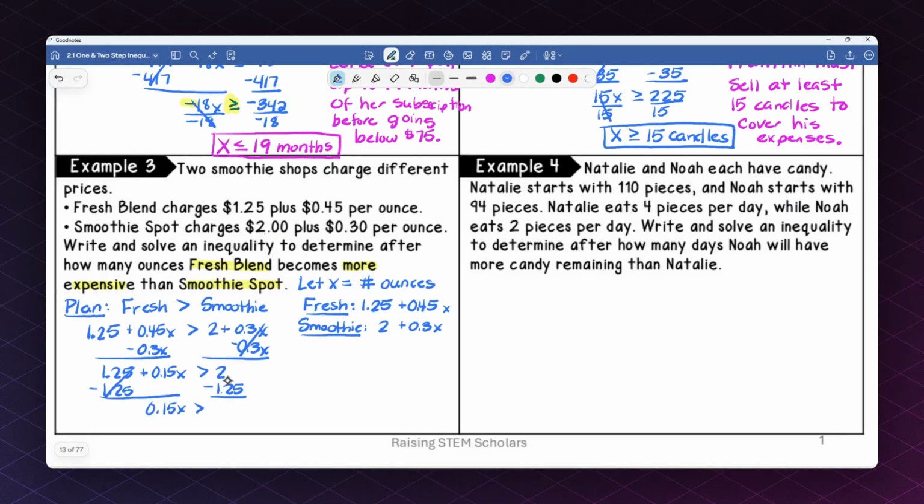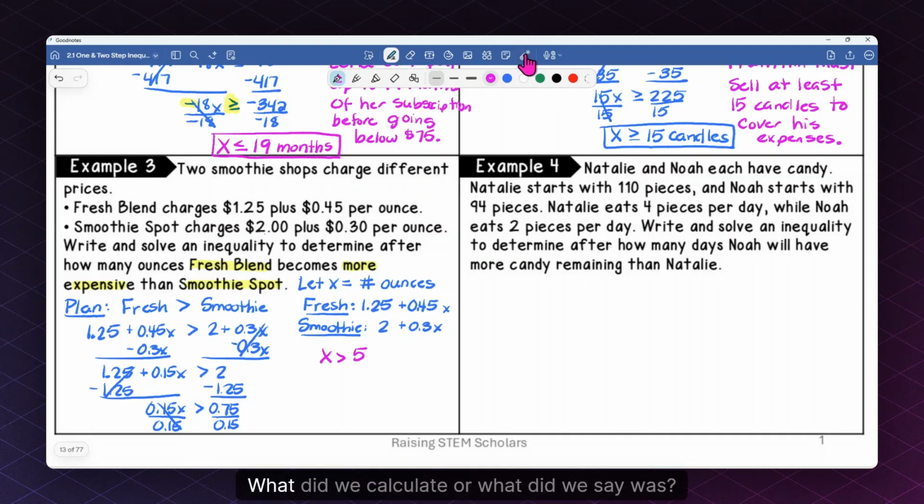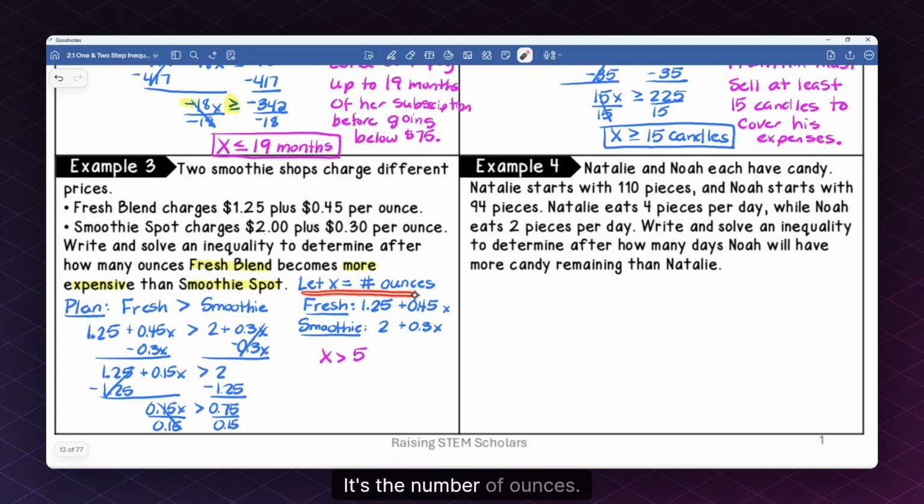0.15x is greater than 2 minus 1.25, which is going to give me 0.75. And now I can divide by 0.15, and that cancels. And then we get x is greater than 5. 5 what? Look back up here. What did we say it was? It's the number of ounces. How many ounces until Fresh Blend becomes more expensive than Smoothie Spot? Okay, so this is going to be ounces.